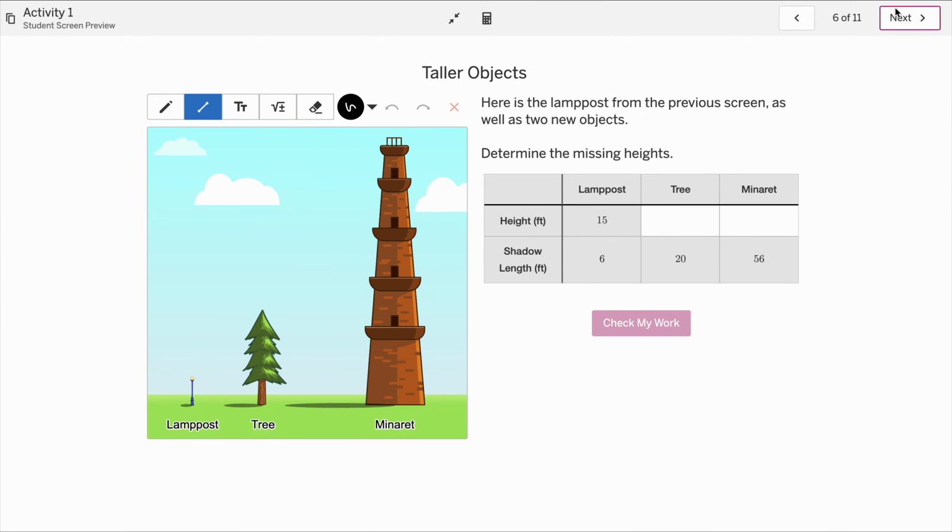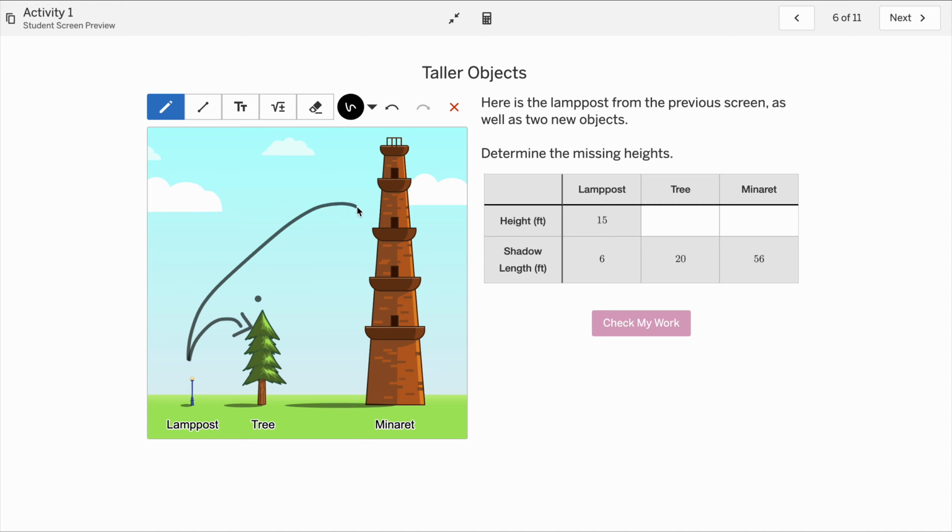So taller objects, now we have some more taller objects. If we know that the height of the lamppost is 15 feet and we know that the shadow of the lamppost is 6 feet, we can figure out the relationship between 15 and 6 to figure out the rest of these. You could also, like we talked about before, find the scale factor and just multiply the scale factor to all of these. Find the scale factor for the lamppost to the tree and then the lamppost to the minaret. Or, easier and quicker, we can just figure out the relationship between 15 and 6.